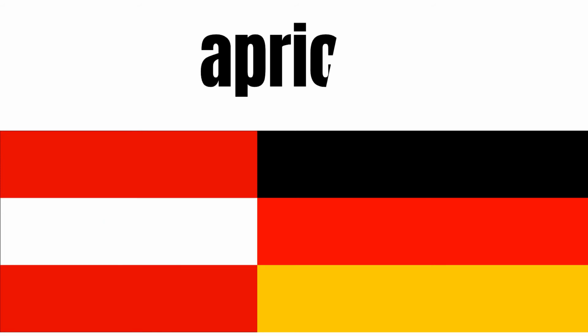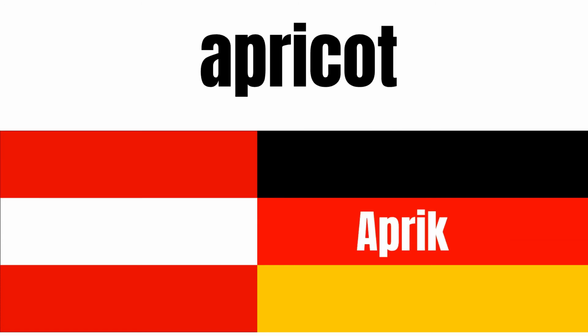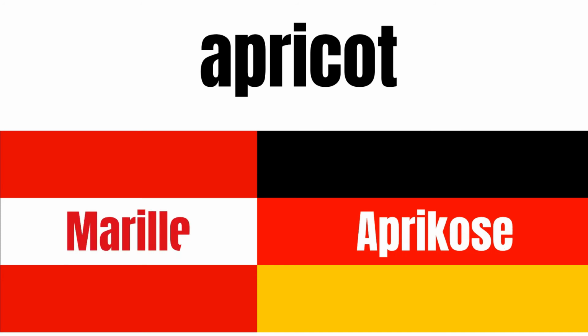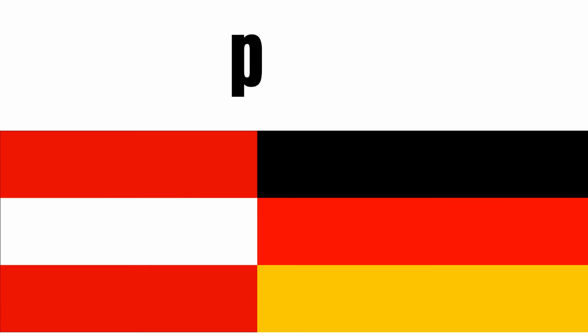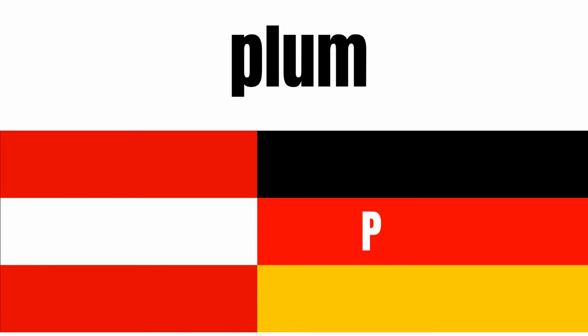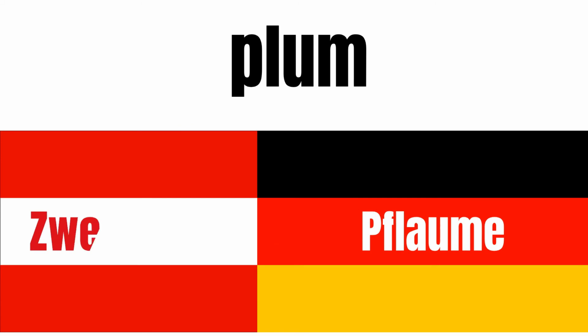Let's start with the word apricot. In Germany, most people will say Aprikose, which is similar to the English term. Austrians prefer the noun Marille. Another difference can be found for the word plum. In German it is Pflaume. In Austrian German you will come across the word Zwetschge.